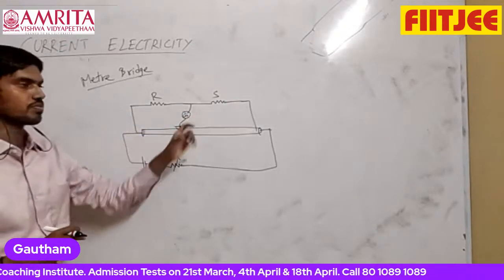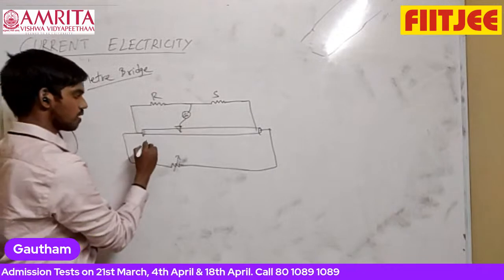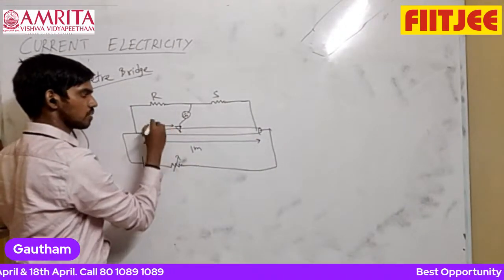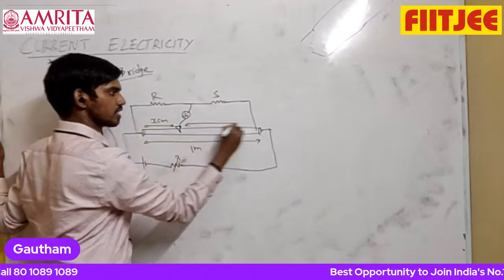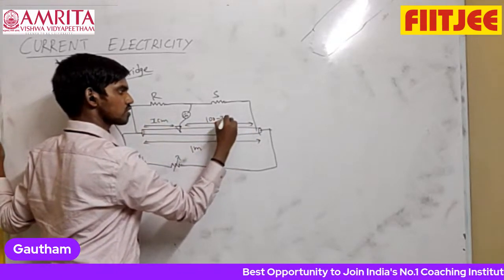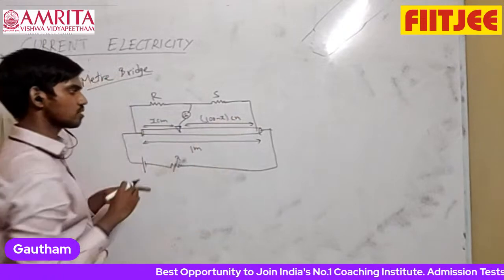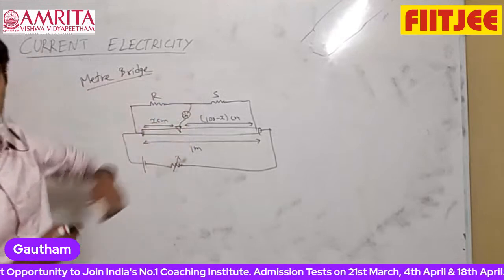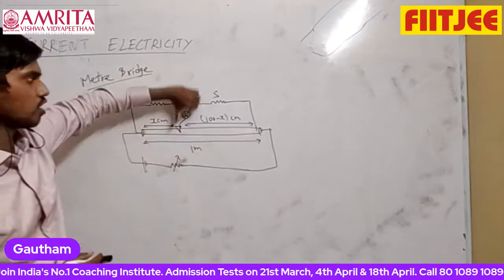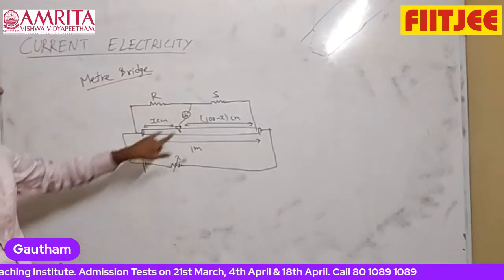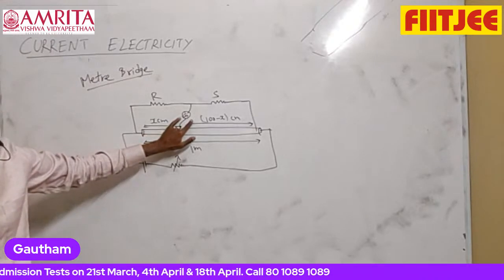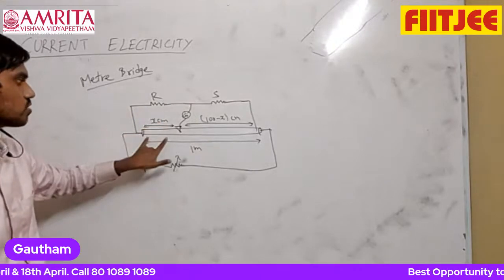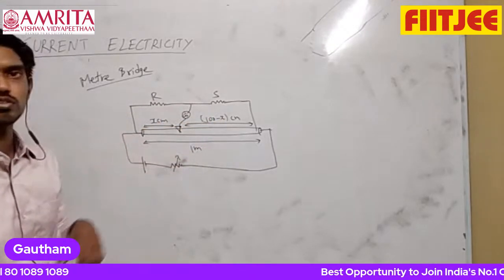So meter bridge works on the principle of Wheatstone bridge. You have a 1 meter long wire. So if this length is x centimeter, remaining length will be 100 minus x centimeter. The aim is to find where we should keep the jockey so that no current is flowing through this galvanometer. If no current is flowing through the galvanometer, you will get no deflection. So that null point will happen when it is a balanced Wheatstone bridge. So R1 by this resistance is equal to S by this resistance.